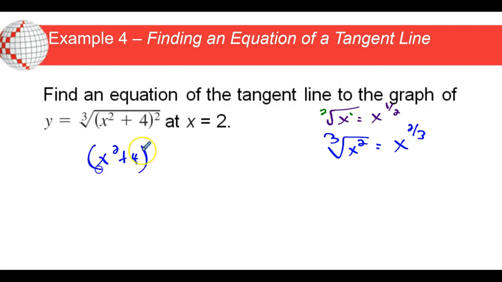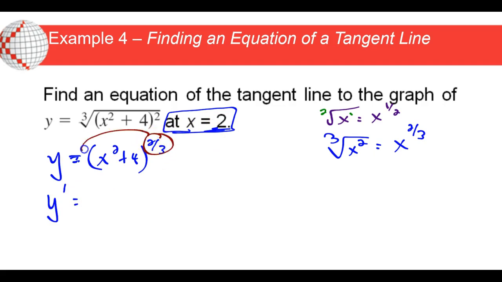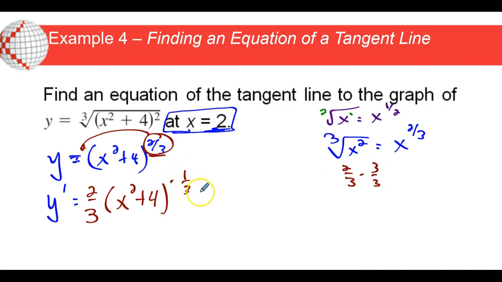So I'm going to do a quick little rewrite. X to the 2/3. We'll ignore this just for a moment. I just got to find y prime, and then I can evaluate y prime at 2. So let's do the chain rule. The derivative of the outside, write down the inside. Now don't forget to decrease that exponent by 1. So 2/3 minus 3/3 is negative 1/3. We'll deal with that in a moment. Times the derivative of the inside.